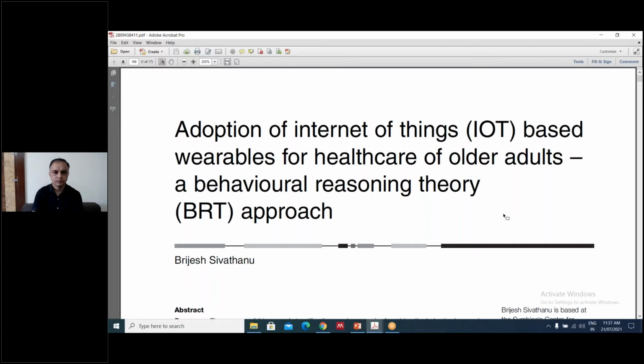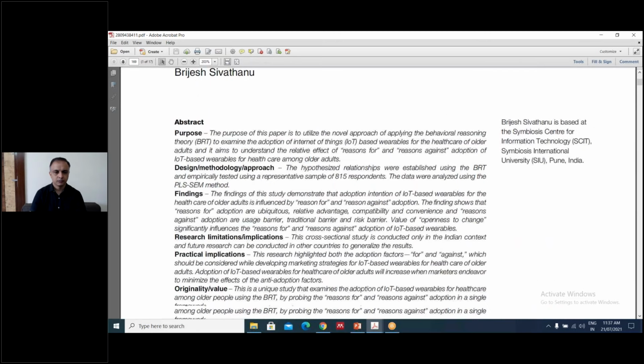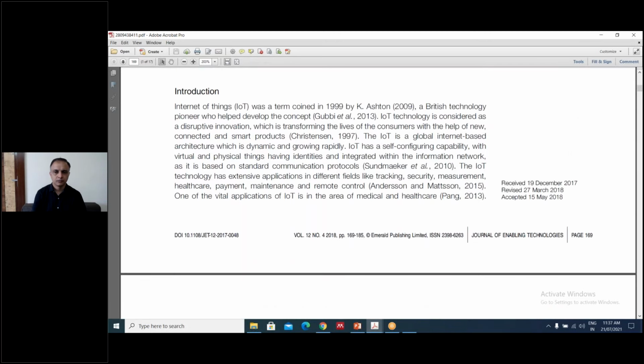So for those of you, I think many of us know IoT here, and definitely it's a very upcoming technology. I wouldn't say upcoming now, it is almost a decade, more than a decade old. For those of you who know IoT, I will just quickly run you through my paper. I'll start with the introduction. So IoT is a term coined by Ashton in 1999 actually, and he's a British pioneer, and he termed this particular concept of IoT.